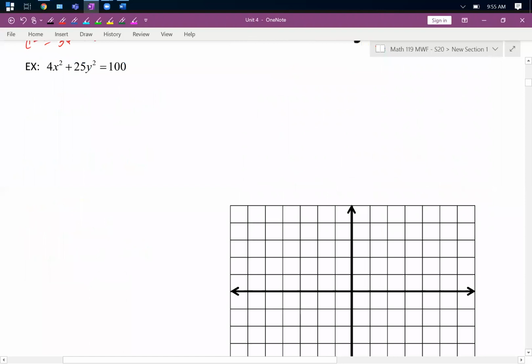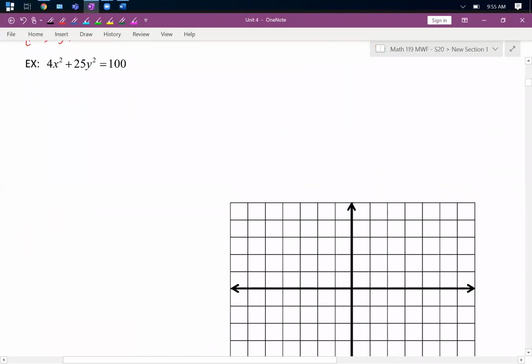All right, let's do another one. So you'll notice in this next one, it's not quite in standard form. With all our conic sections, we always want it to be equal to 1. That's how we know it's in standard form. So it's not equal to 1. The very first thing I'm going to do is divide everything by 100 so that I am equal to 1. X squared over 25 plus y squared over 4 is equal to 1.